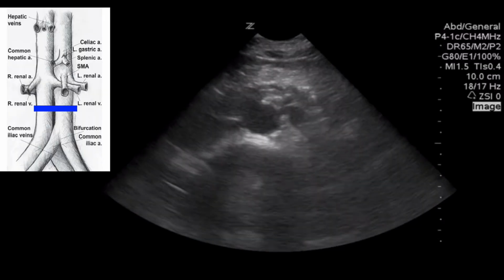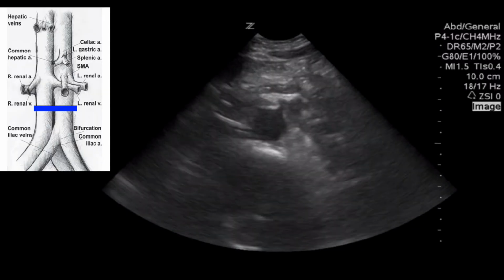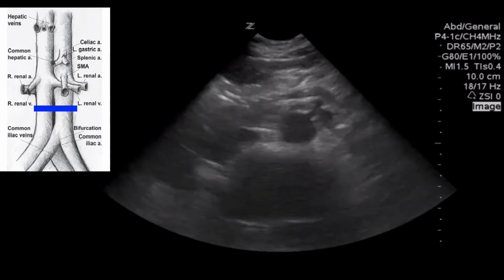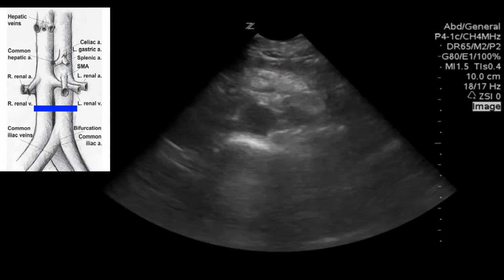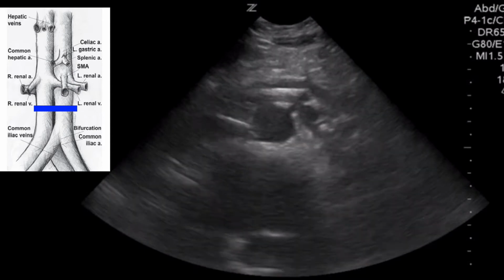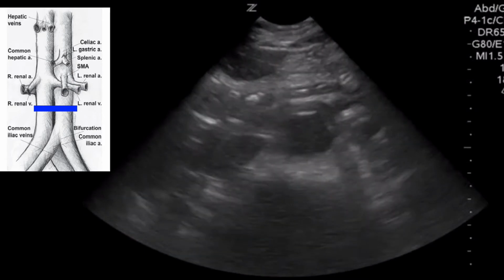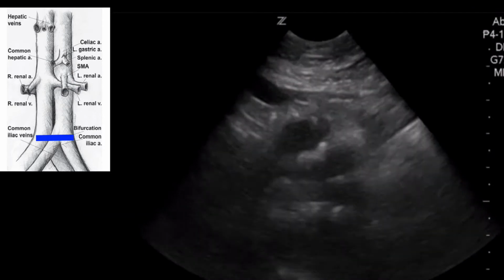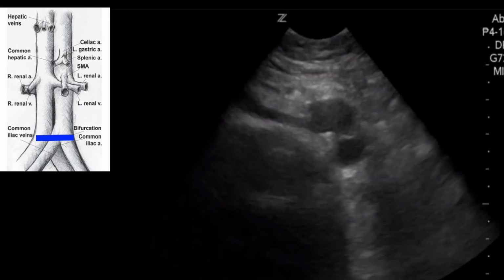As you drop inferior past the SMA, you are in the mid-aorta. Now this is the infrarenal region where most of the aneurysms are found. Take a careful measurement here. Continuing past the mid-aorta to the umbilicus, you will find the bifurcation of the aorta into the iliac arteries.